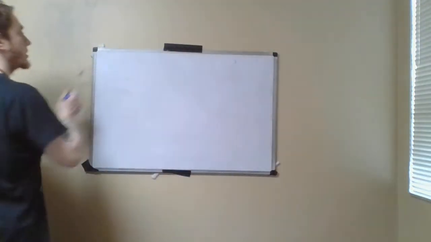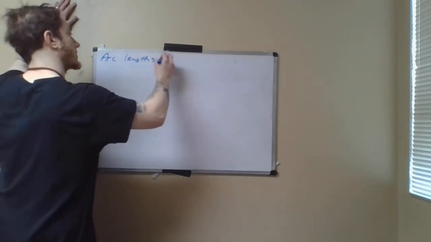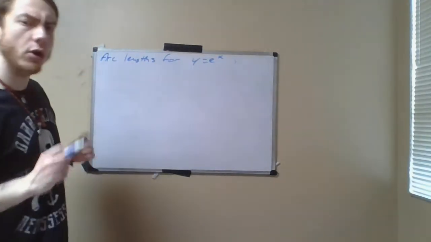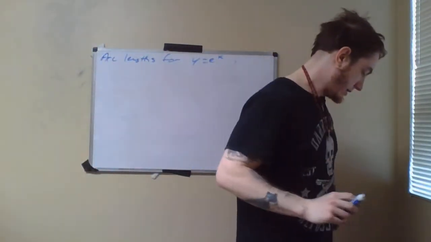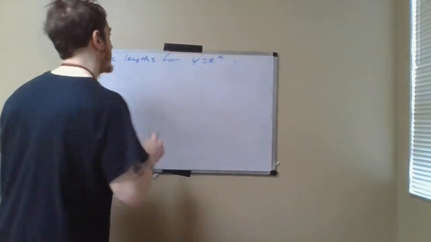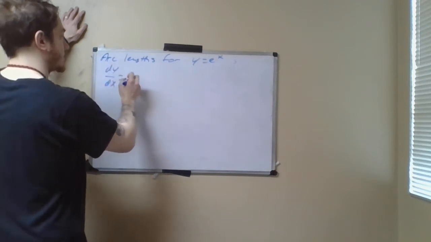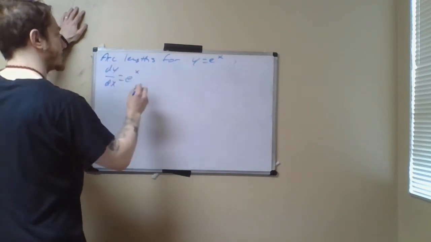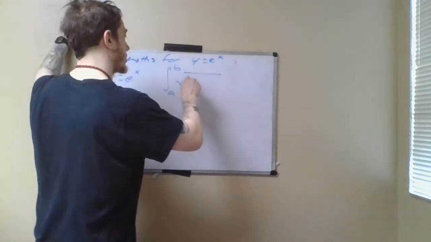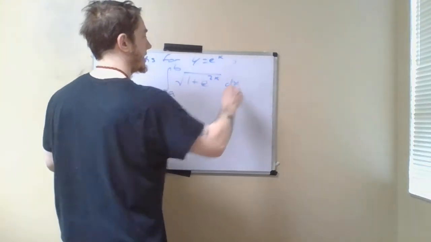So remember that when we were trying to do the arc length for y equals e to the x, one of the integrals that you're going to end up having to deal with is, well, you have dy by dx, which is equal to e to the x, so you end up with a definite integral from a up to b of the square root of 1 plus e to the 2x dx.